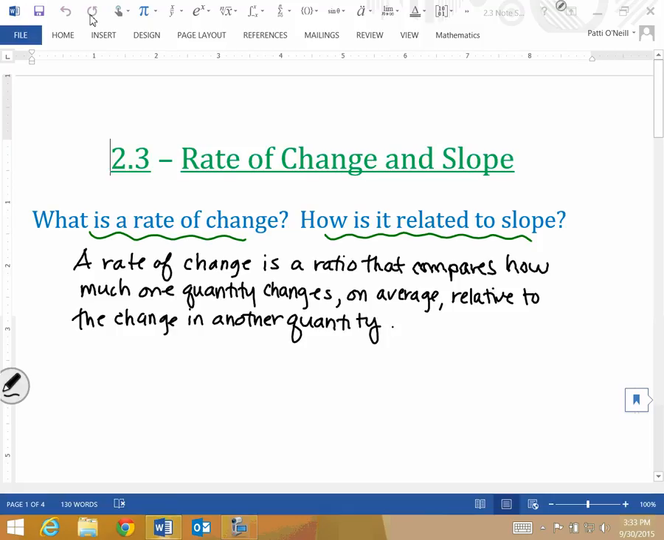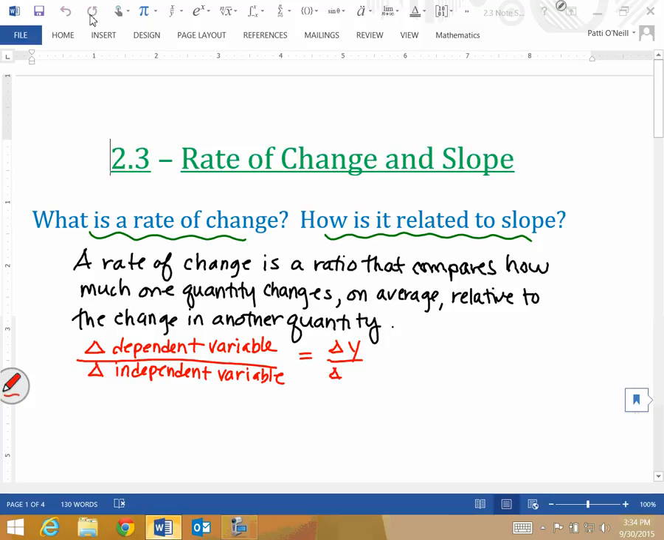You may have talked about this in science class before in relationship to the dependent and independent variables. Rate of change is the change in, that delta sign means change in, the dependent variable in relation to the change in the independent variable. We can shorten that math-wise to think in terms of the change in y over the change in x. Remember, the y variable is the dependent variable, and the x variable is the independent variable.